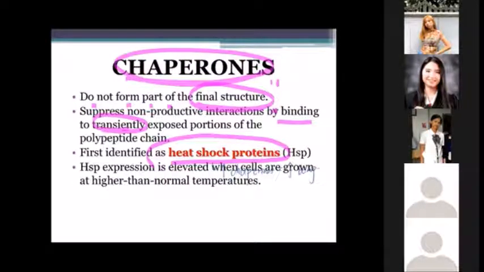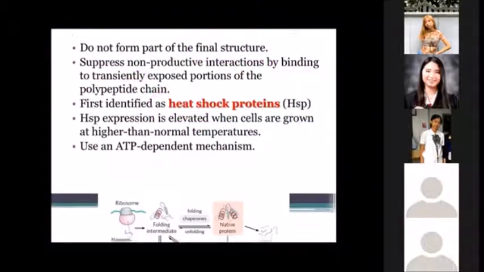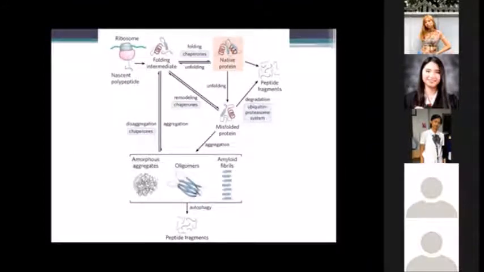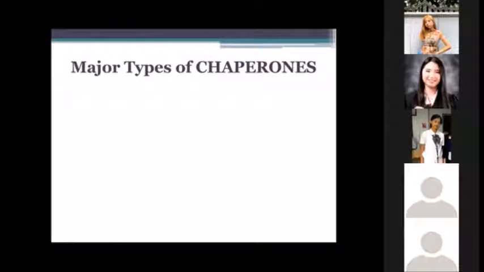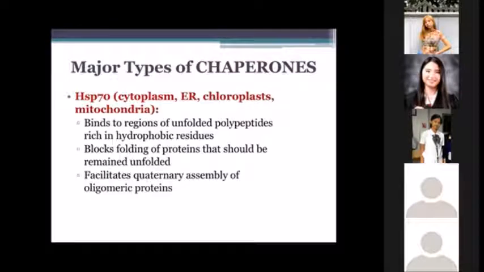And then, heat shock protein expression is elevated. Na-discuss ko na yan. Elevated when cells are grown in higher than normal temperature. And they act through ATP-dependent mechanism. So, na-discuss natin yung figure na to kanina. You can see here, apparently, that there are chaperones that act in almost every step of the way. Because ang ultimate goal ng chaperone, ulitin natin, the bottom line is to prevent aggregation or misfolding of proteins. So meron tayong iba't ibang klase ng chaperones.